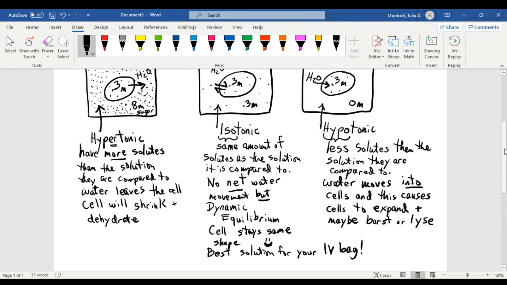But if you got too much, if there were some bad bags that got into that hospital that were hypotonic to human blood, you could, same with the hypertonic solution. If you had an IV bag that was too salty, too much saline in there, you could start causing a patient's red blood cells to shrivel up, and that's bad too.